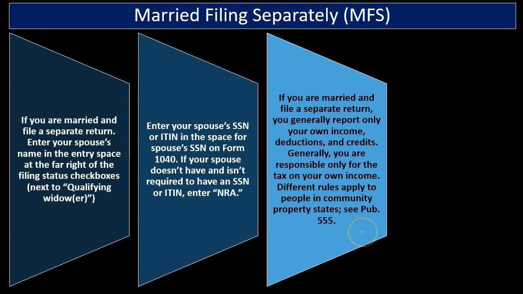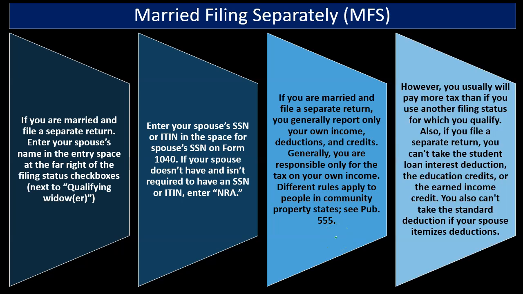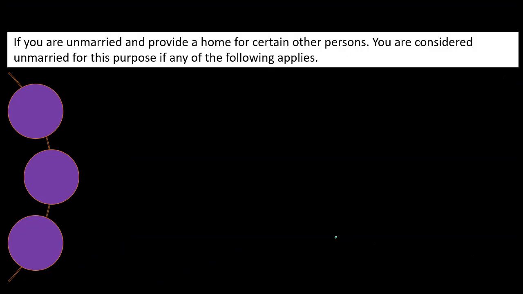To do that, go to Publication 555 on the IRS website, that's at irs.gov. However, you usually will pay more tax than if you use another filing status for which you qualify. Also, if you file a separate return, you can't take the student loan interest deduction, the education credits, or the earned income credit. You also can't take the standard deduction if your spouse itemizes deductions.